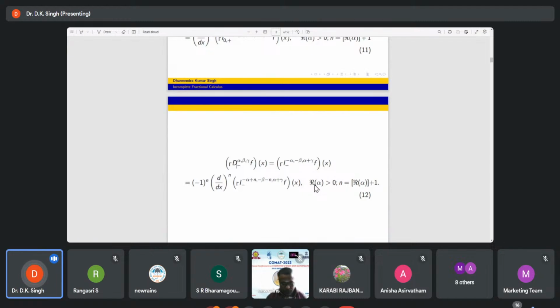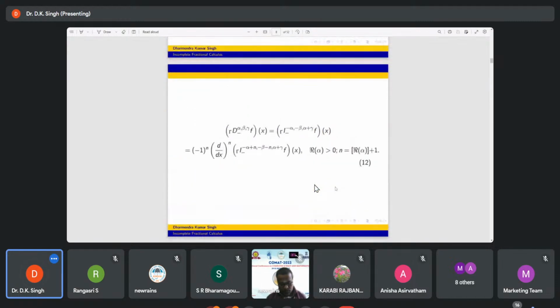This derivative also can be represented in the form of fractional integrals, incomplete fractional integrals. So we have the fractional integral formula, gamma, minus alpha minus beta, alpha plus gamma, f, function of x. This incomplete fractional integral can also be represented in the incomplete derivative form. So we have the notation: minus 1 over n, d x over n, gamma, I minus alpha plus n, minus beta, minus alpha plus gamma, f of x, where the condition is real alpha greater than 0 and equal to real alpha plus 1.